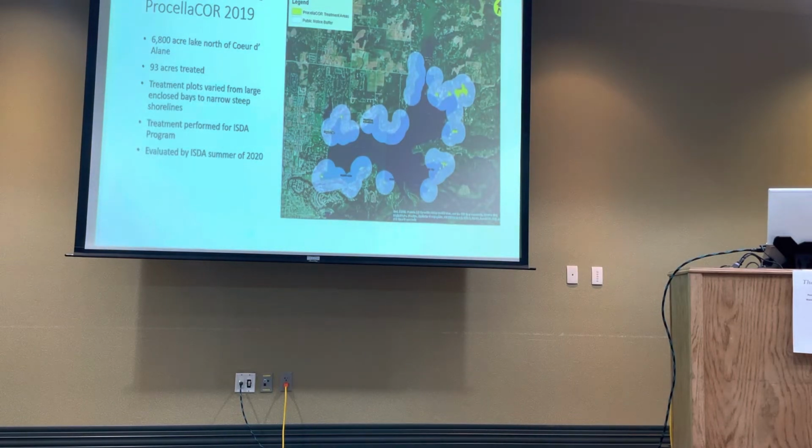All right, now we're going to switch gears to Hayden Lake, Idaho, ProcellaCOR 2019. Hayden Lake, a 6,800 acre lake just north of Coeur d'Alene. We treated 93 acres on it, as you can see represented by those yellow polygons on the lake. The treatment plots varied in this study from large enclosed bays to narrow steep shorelines, which is important because it gives you a wider range of areas of usage for the chemical where it's efficient, and that's piggybacking off of what we found out in Montana at Noxon, where this chemical can work in high exchange rates of water.